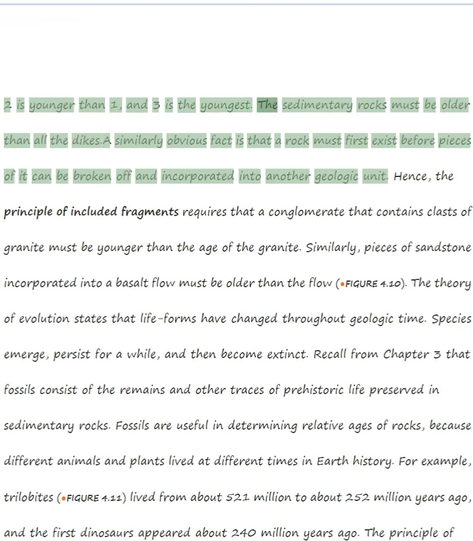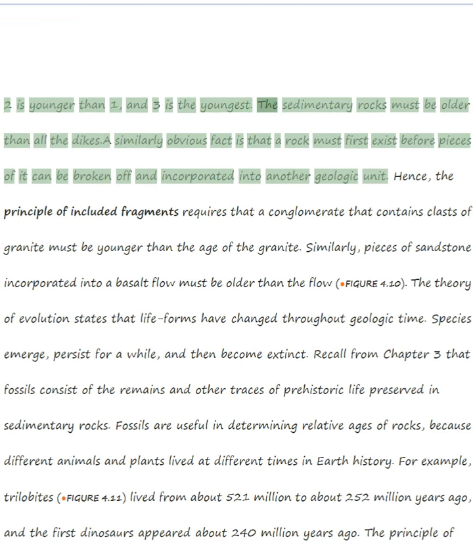The sedimentary rocks must be older than all the dikes. A similarly obvious fact is that a rock must first exist before pieces of it can be broken off and incorporated into another geologic unit. Hence, the principle of included fragments requires that a conglomerate that contains clasts of granite must be younger than the age of the granite. Similarly, pieces of sandstone incorporated into a basalt flow must be older than the flow.